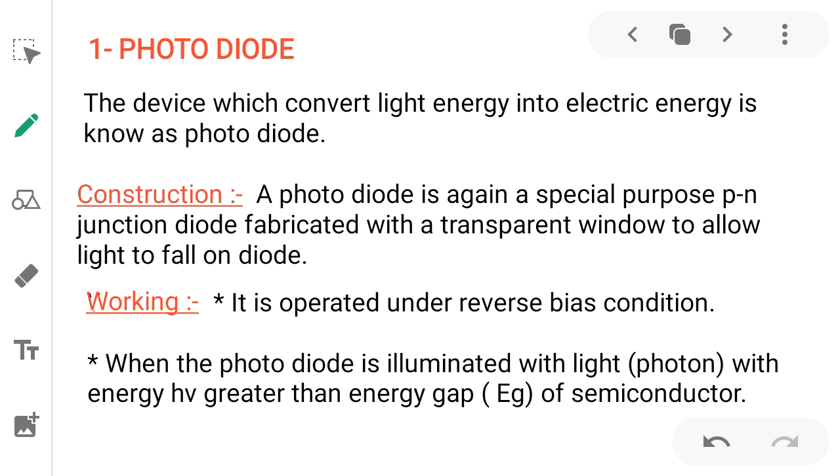Second point, when a photodiode is illuminated with light with energy h nu, it must be greater than the energy gap of the semiconductor. You already know, for electron emission, the energy required is equal to the photon energy h nu. If the electron moves from the conduction band to the valence band, or is emitted out of the atom, then the required energy must be greater than the energy gap. So the photodiode is illuminated by light, and light contains photons. The photon energy equals h nu. This energy must be greater than the energy gap, then only the emission of the electron takes place.